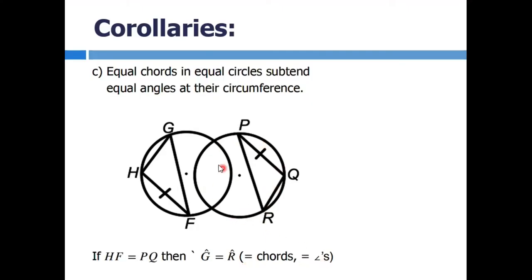So the circles have to be the same size, so they have the same size radii. And then we've also got the equal chords. So in this case, it would be angle G being equal to angle R. Remember, you go to the end point of the chord and you see where it creates the angle. The end points of the chord, and you follow your fingers to see where it creates the angle.